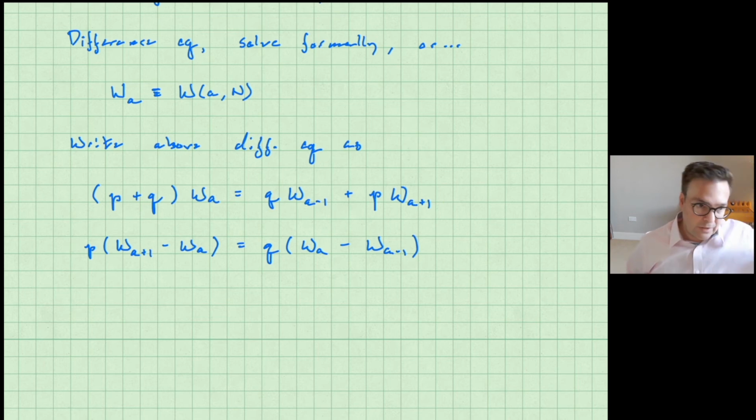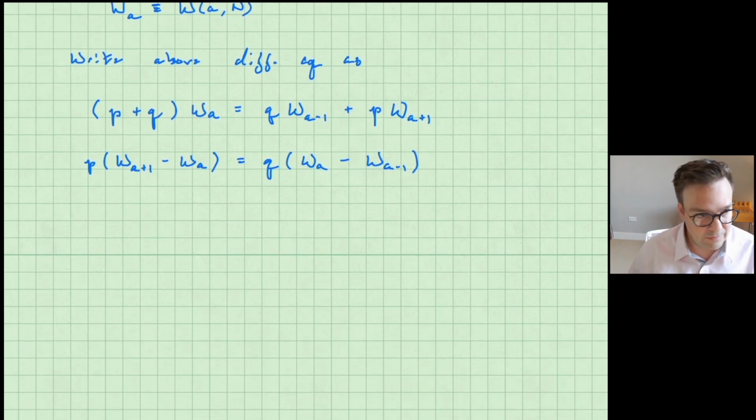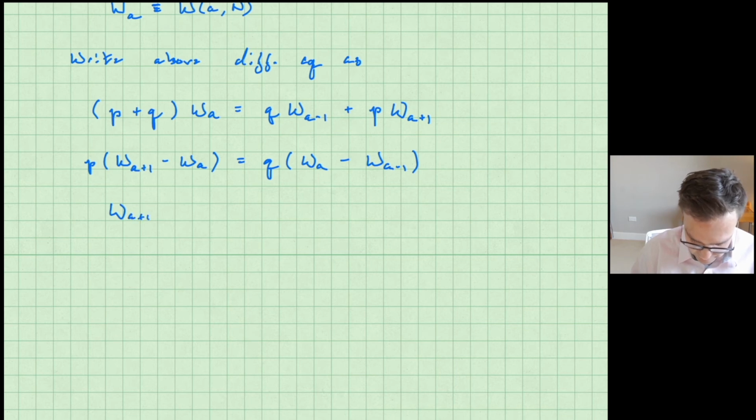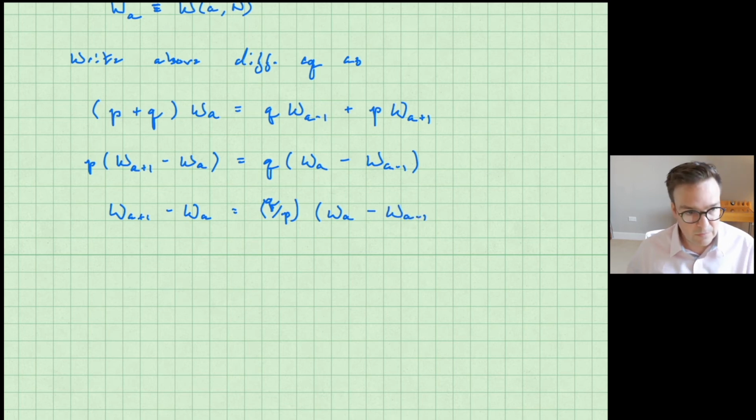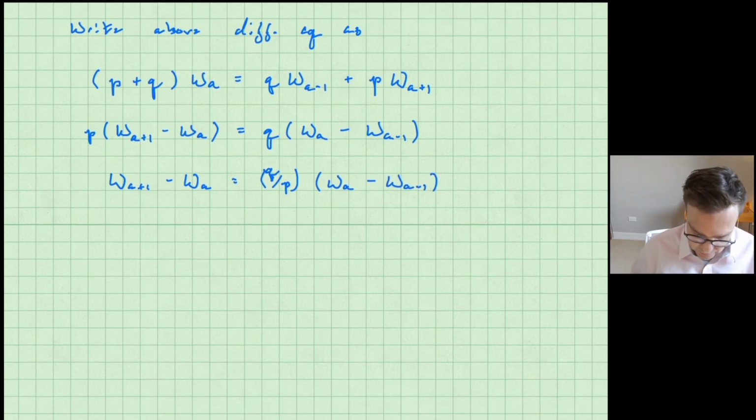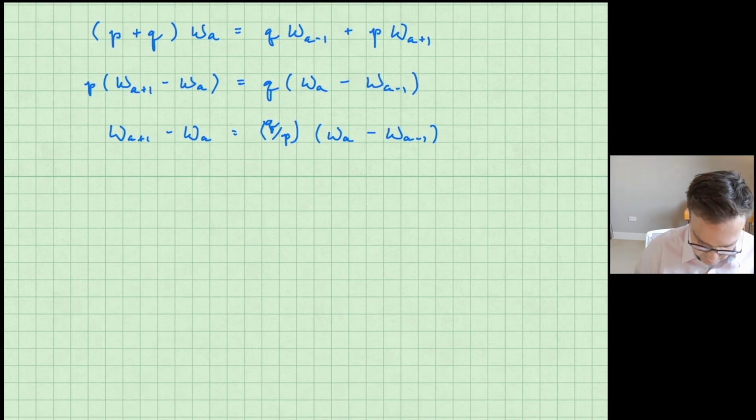Okay, and we keep messing around with this and write it as, we bring the P over to the other side, and I've got W A plus 1 minus W sub A is equal to Q over P times what was already there, W A minus W A minus 1. Now you see why this ratio is going to show up a bunch. Now we're going to notice our boundary conditions.